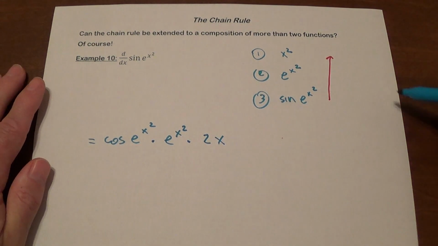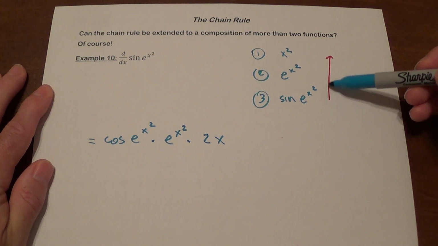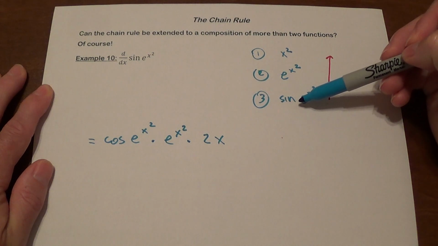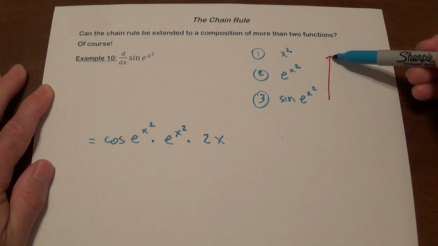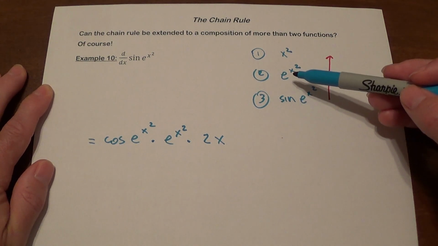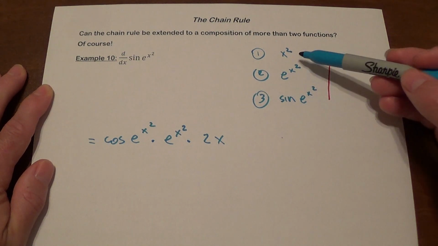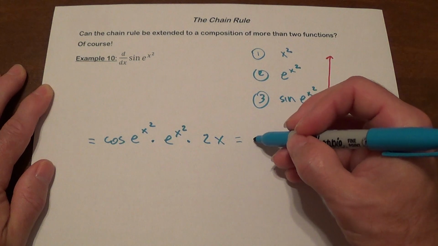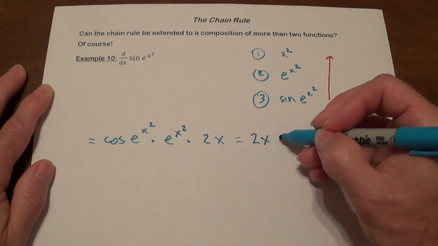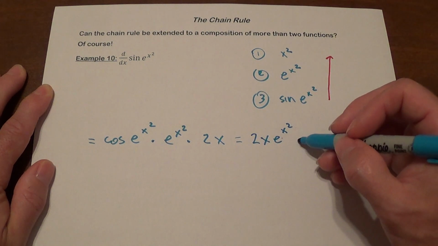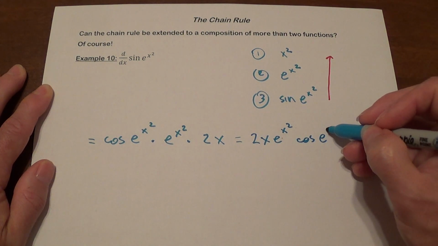Let me run through this again. This is the order 1, 2, 3 in which we perform operations here. The arrow is the order in which we are going to apply differentiation. So we differentiate the sine function first, then the natural exponential function second, and then the power function. We get this expression. All we need to do is write it in a way that makes it look better. So 2x e to the x squared times cosine of e to the x squared.